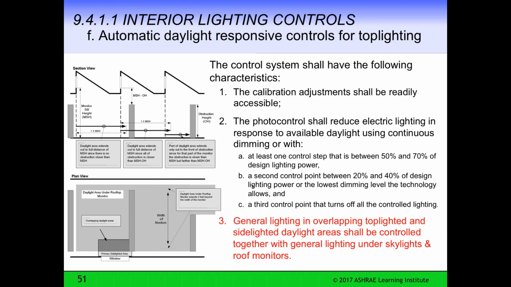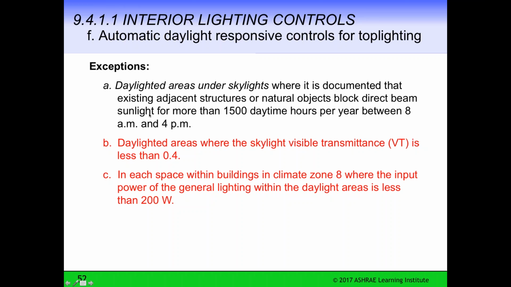So then we go to automatic daylight responsive controls for top lighting, whether it's skylights or roof monitors. And in this case, retail spaces are not excepted. You have the same type of control requirements and step dimming control requirements as you have for the side lighted area. You have specific ways of calculating when there are obstructions, or what the obstruction height is, and the distance from the roof monitors. I won't go into all the details about this.